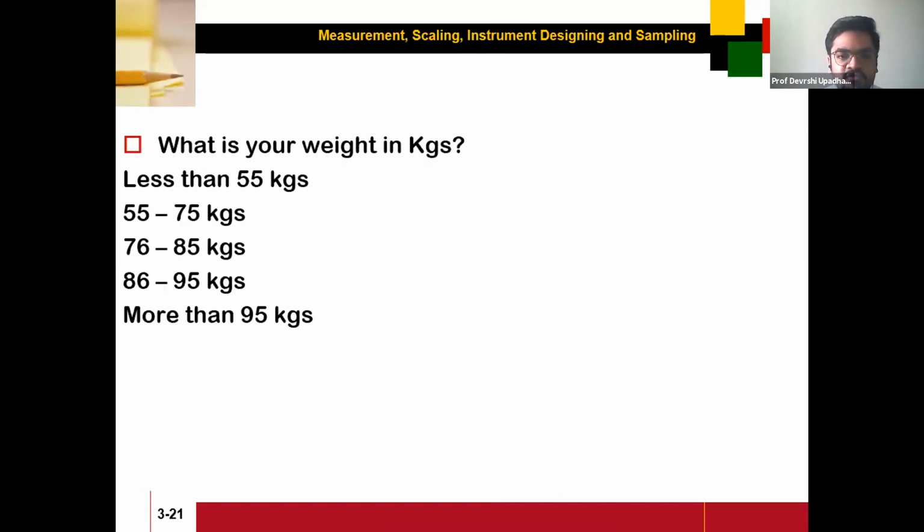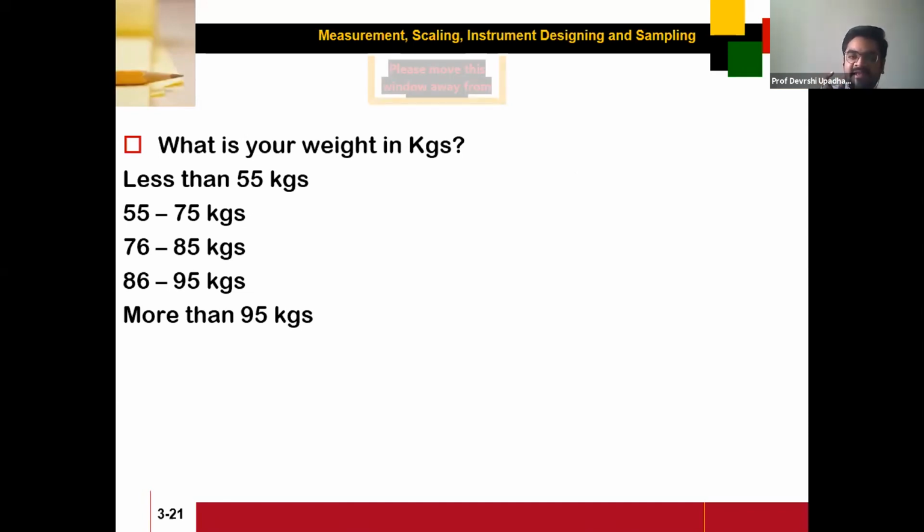So if I ask, what is your weight in kgs, and I have given five options: less than 55 kgs, second is 55 to 75 kgs, 76 to 85 kgs, then 86 to 95 kgs, and more than 95 kgs. In this kind of option, I have given ranges of the different kilograms of weight. The second option is 55 to 75 kilograms, so I have given a difference of 20 kg.